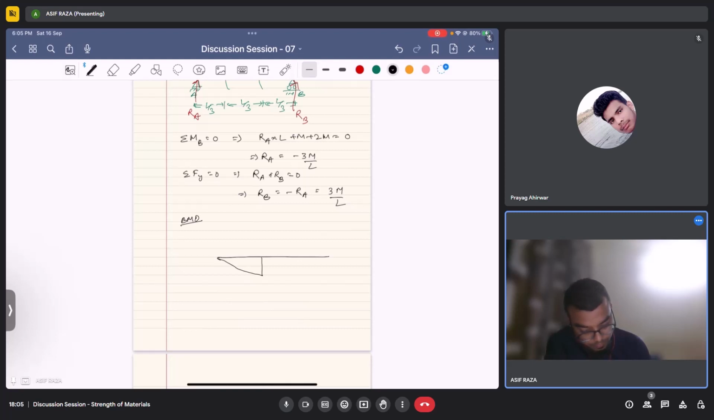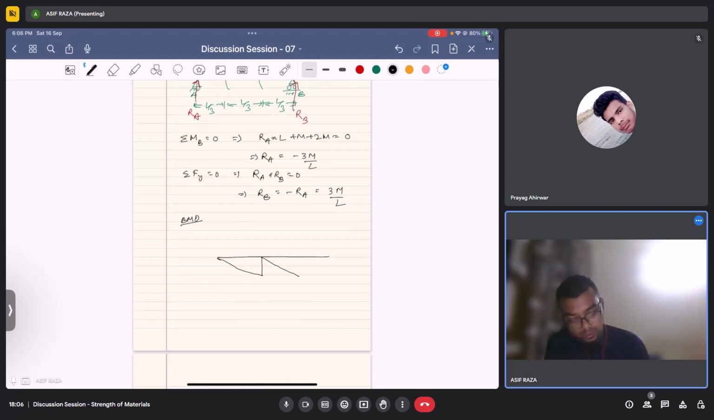Then moment will go to 0. Then again there's a contribution minus 3m plus L. The contribution from RA is still there. So till L by 3 again it will be kind of this.